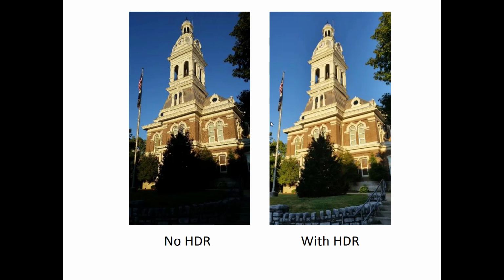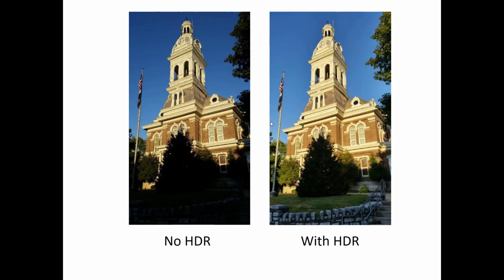Take a look at the photograph on the left, which is straight out of my smartphone, of the Jessamine County Courthouse on a beautiful day. Again, early morning light, so you've got sharp contrast between the building and the sky, but you totally don't know what is going on in the shadows in the front because the camera has adjusted for the brightness of the building.